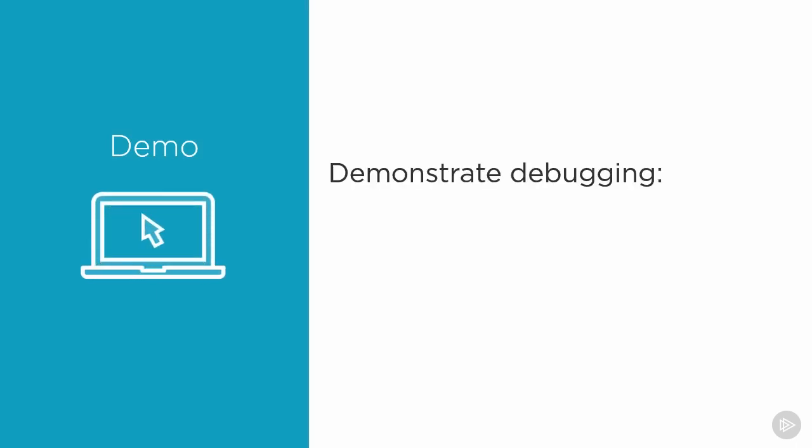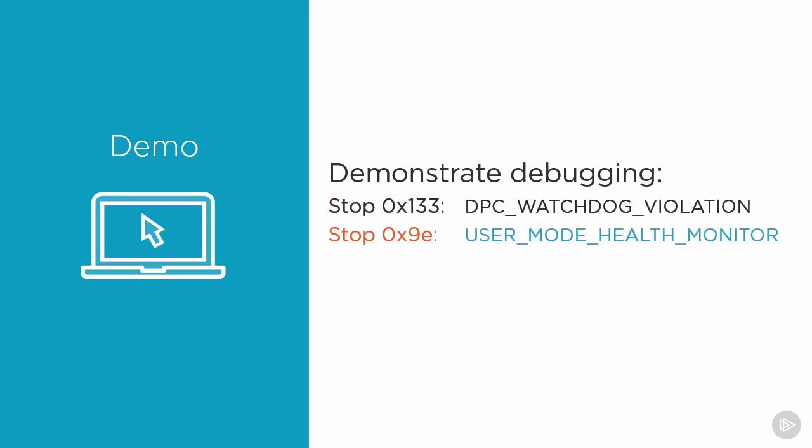All right, now let's go ahead and take a look at a few debugging examples. We'll start off with a stop 133, which is a DPC watchdog violation. And then we'll take a look at a stop 9E, which is a user mode health monitor bug check.